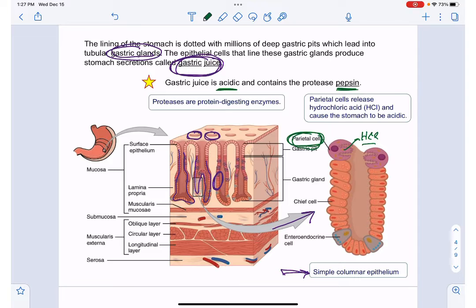Gastric juice is also going to contain an enzyme called pepsin. And pepsin is what we call a protease. And a protease is just a general term for an enzyme that digests proteins. And so these gastric glands are going to produce pepsin, which is a protein digesting enzyme.